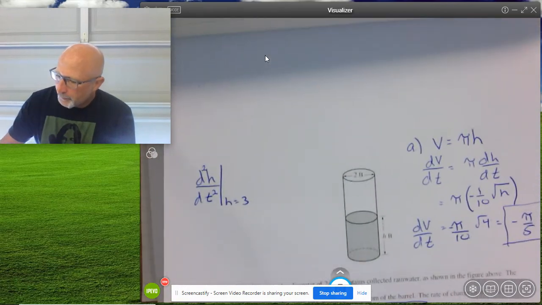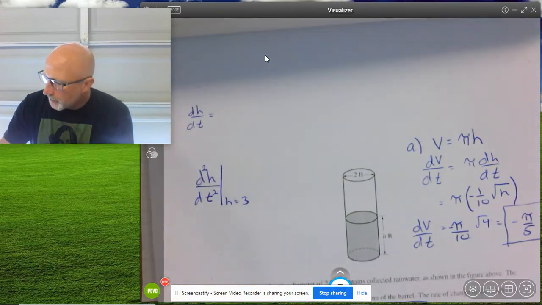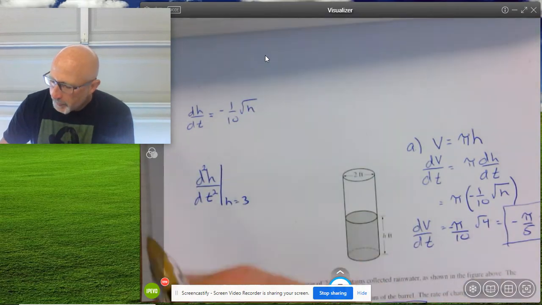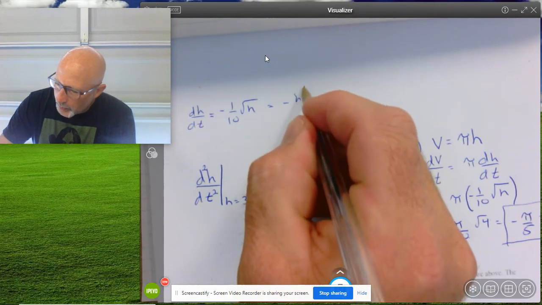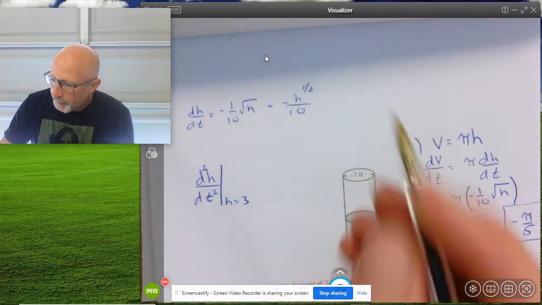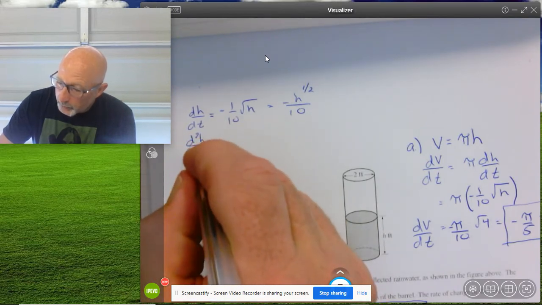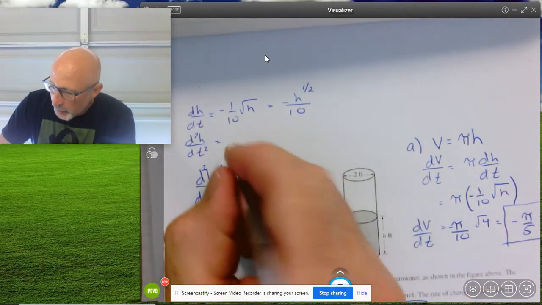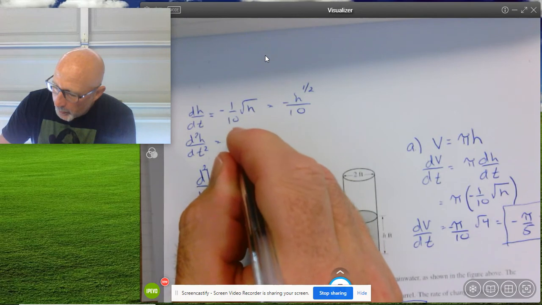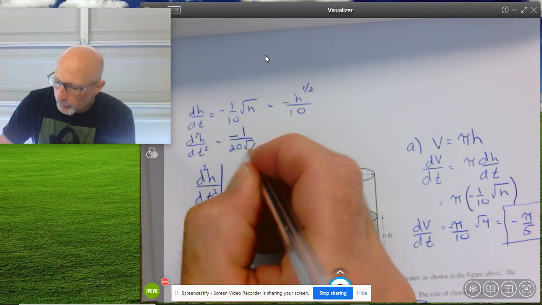So maybe go up here. So I have dh/dt is equal to negative 1/10 times the square root of h, which I'm going to rewrite as negative h to the 1/2 power all over 10. Then I take the second derivative here. So the second derivative with respect to t is equal to, so you bring it down, decrease it by a power of 1. So this will be negative 1/20th times the square root of h.